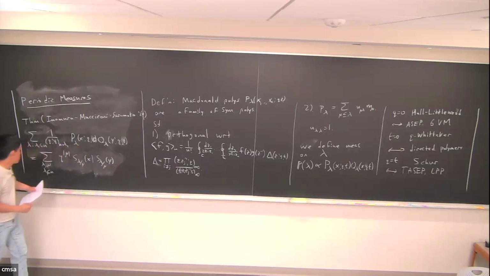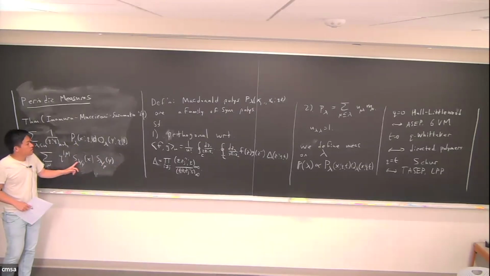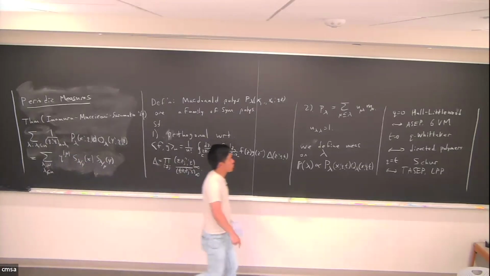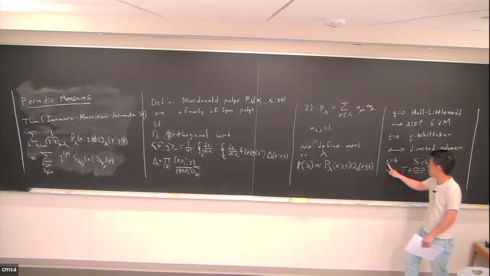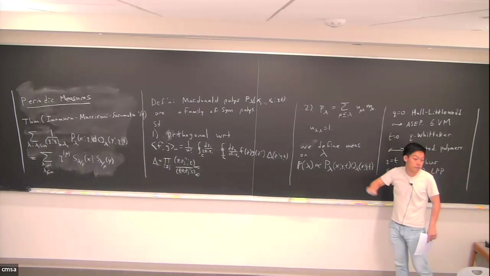Okay, so let me define a few things. So what is the size of a partition? It's the number of boxes or the sum of the parts. Okay, so it's the obvious notion of size for a partition. These s's are the Schur functions. So they're what you get if you plug in q equals t to P.